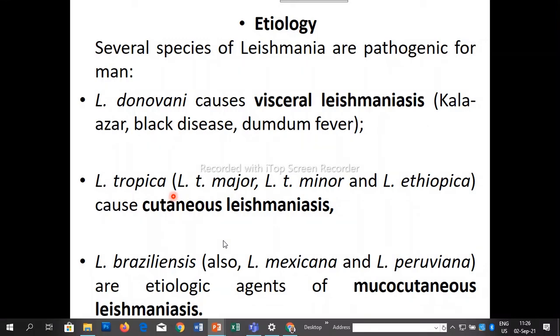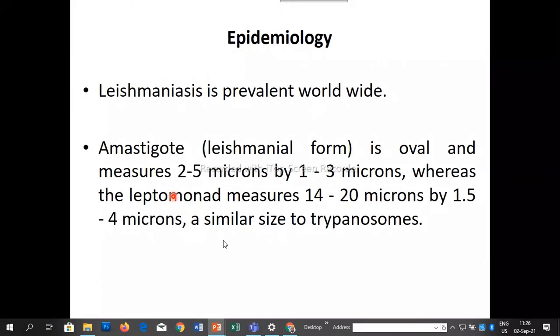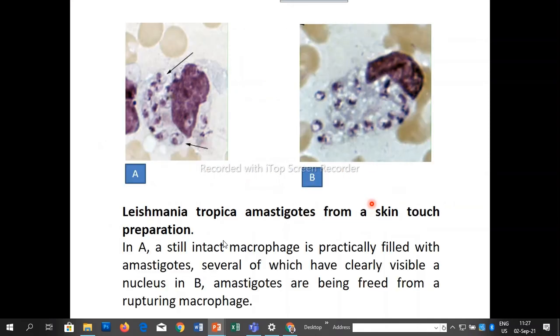So leishmaniasis is prevalent worldwide. The amastigote, leishmaniiform, is oval and measures 2 to 5 microns, whereas the leptomonad measures around 20 micrometers. This is Leishmania within the macrophage. They are the intracellular form. Leishmania tropica, amastigote form.